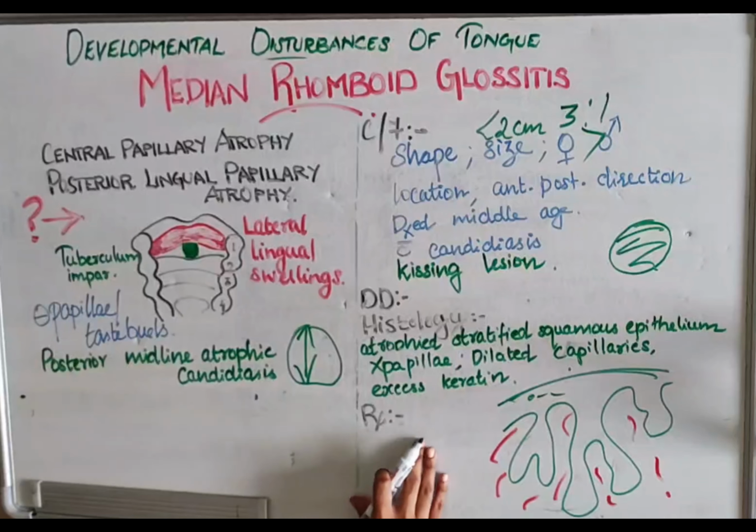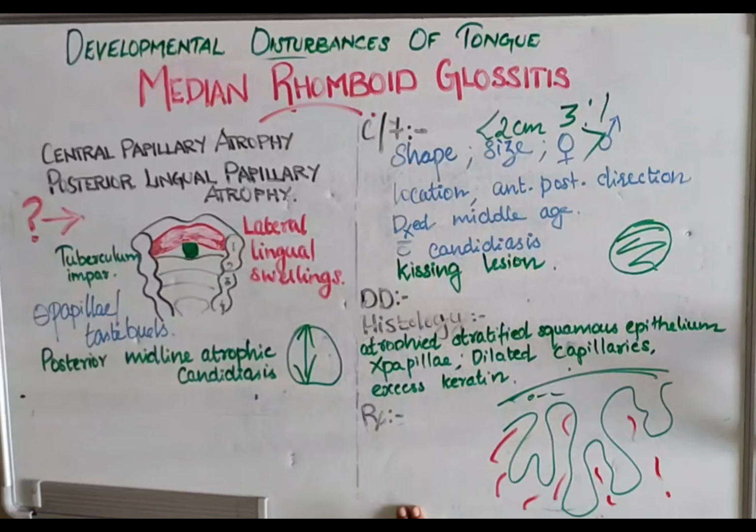Now coming to the treatment, there is no specific treatment needed. However, when there is candida infection, we can go for antifungal therapy, and there have been cases which have completely subsided with antifungal therapy alone. So that's all about median rhomboid glossitis. See you again in another video with another topic. Thank you.